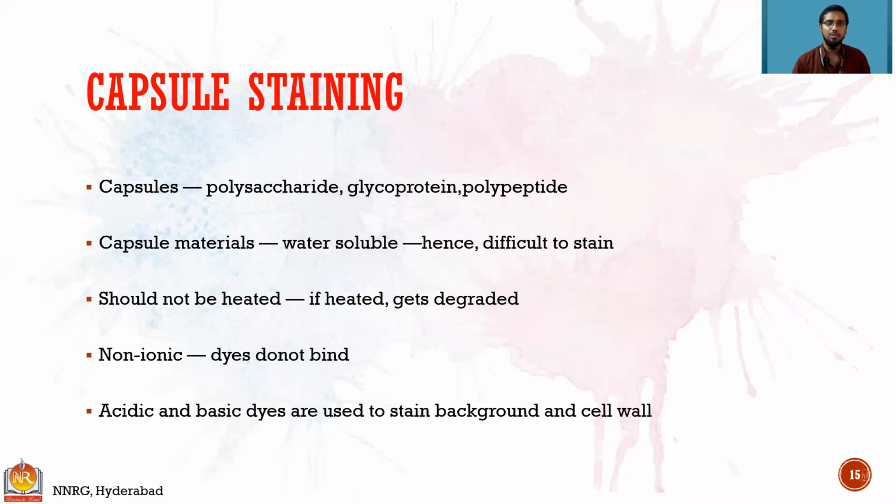Next is capsule staining. What exactly is a capsule? You might have heard about it. The bacterial cell has a capsule around it. It can be either a polypeptide, which is a protein, or a carbohydrate, that means a sugar or polysaccharide, or it can be a glycoprotein. So basically, capsules contain polysaccharides, glycoprotein, or polypeptide, either of them. And these capsule materials are water soluble.